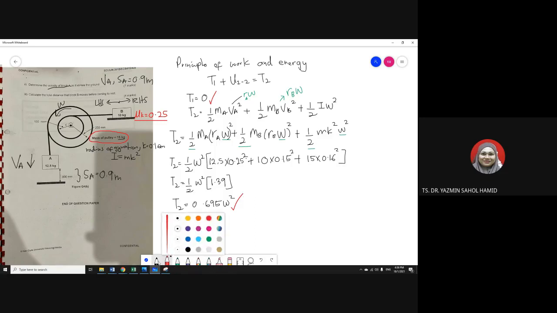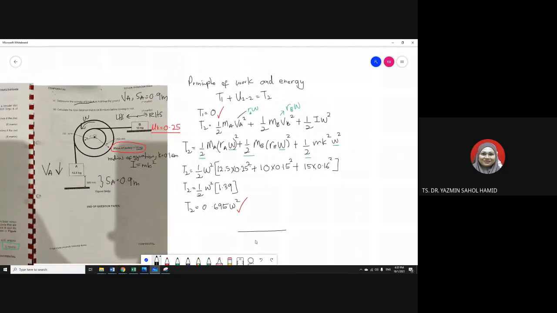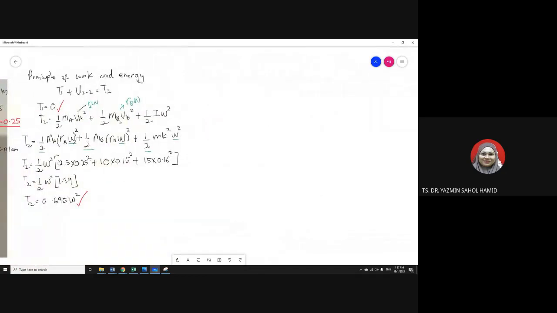Now we need to get the work. For this question, since we have two blocks involved, I will bring it aside here. We have two blocks involved, so what we need to do is find the work of block A and the work of block B, which is the friction force. So first we need to find the work of block A.